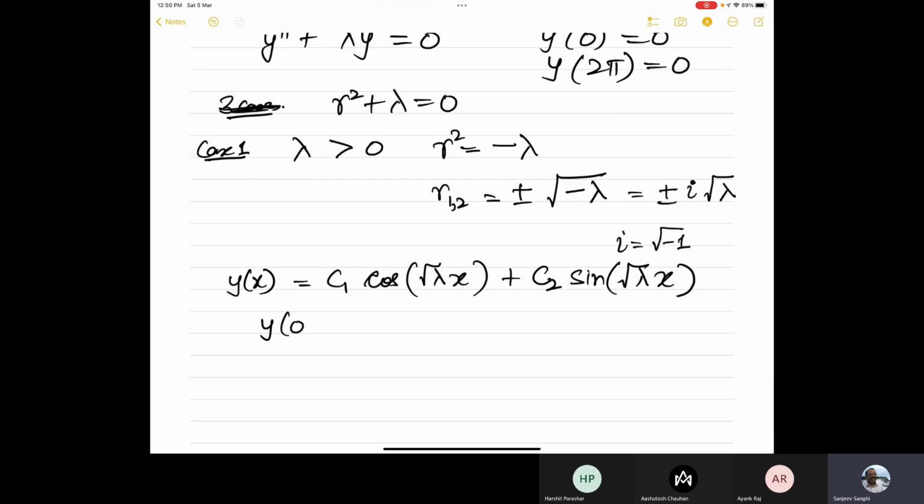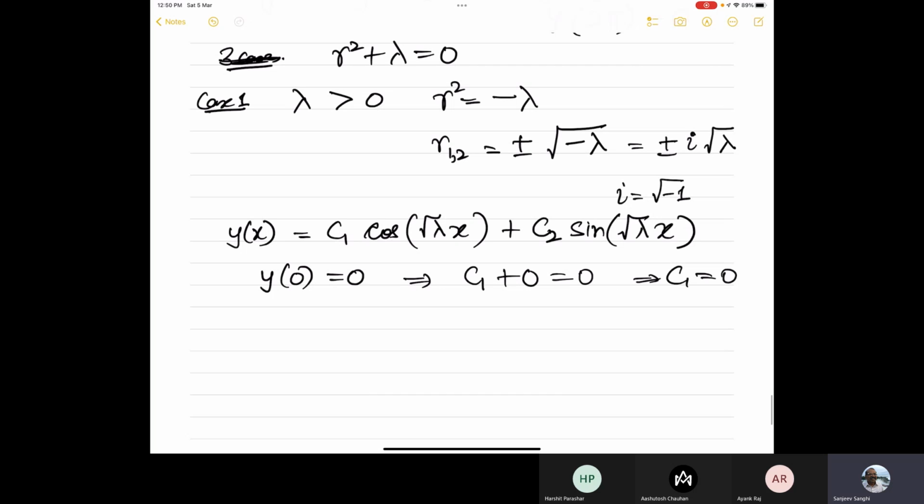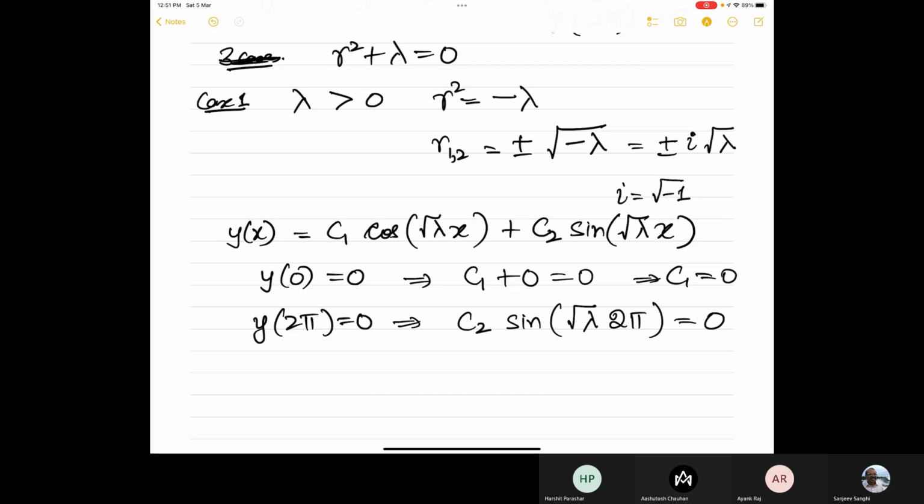Now we put y of 0 is equal to 0. This will give us c1 plus 0 is equal to 0, and this gives us c1 is equal to 0. We put the second boundary condition, y of 2 pi is equal to 0. So now this will give us c2 times sine of square root of lambda times 2 pi is equal to 0.